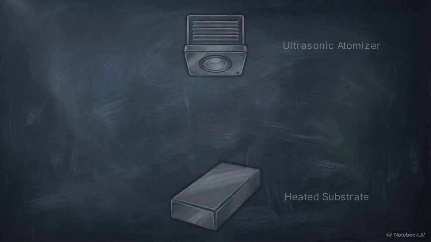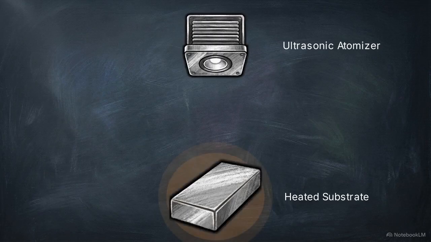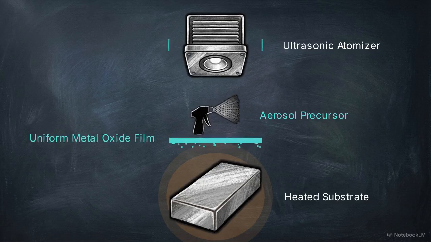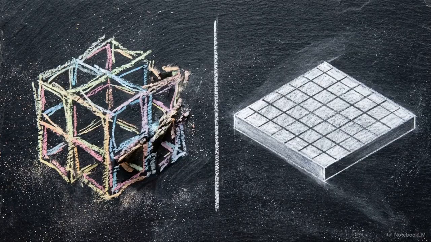This diagram details mist chemical vapor deposition, or MIST CVD. MIST CVD utilizes aerosolized precursor droplets to deposit metal oxides. An ultrasonic atomizer delivers a dense cloud of aerosol into the chamber, which settles onto a moderately heated substrate to form a uniform film. Delivering precursors in a liquid mist at lower temperatures significantly alters the film's morphology.